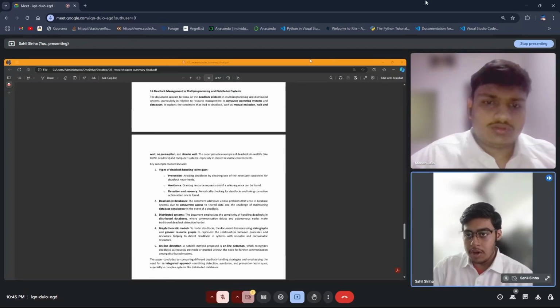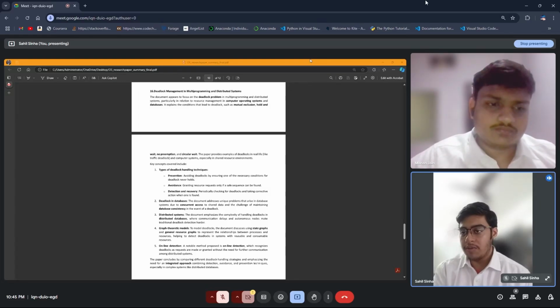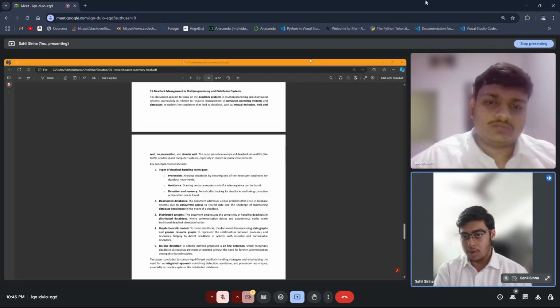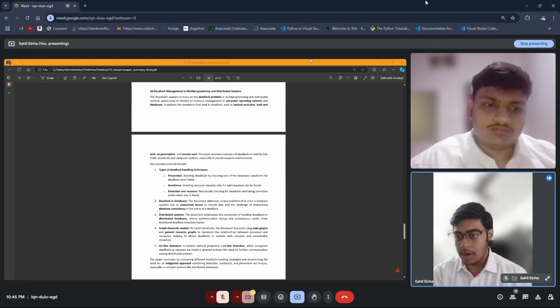The 16th research paper examines the deadlock problem in multi-programming and distributed systems, specifically in resource management for operating systems and databases. It identifies the four conditions for deadlock: mutual exclusion, hold and wait, no preemption, and circular wait. The paper outlines three deadlock handling strategies: prevention, avoidance, and detection with recovery. It highlights unique deadlock issues in databases due to concurrent data access and the need for maintaining consistency. The proposed online detection method identifies deadlocks as requests are made, advocating for an integrated approach that combines various handling techniques for complex systems.